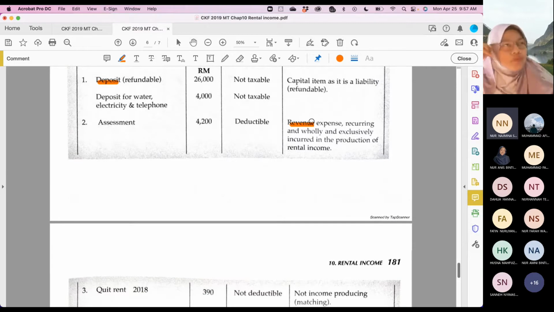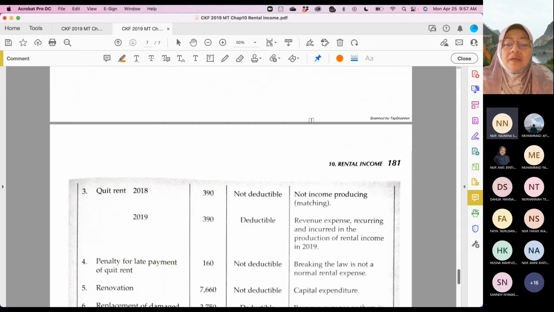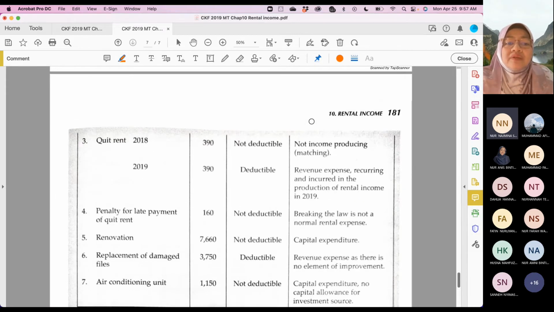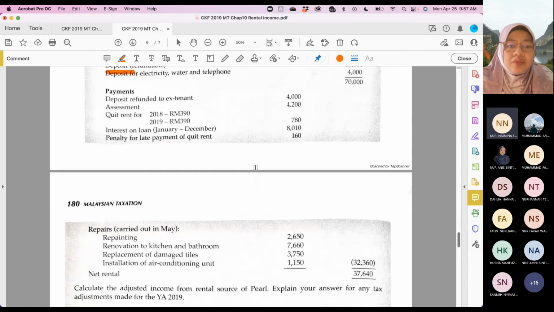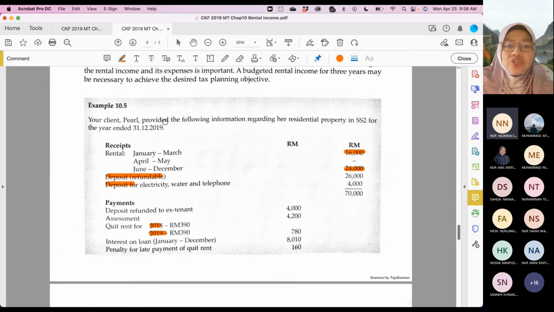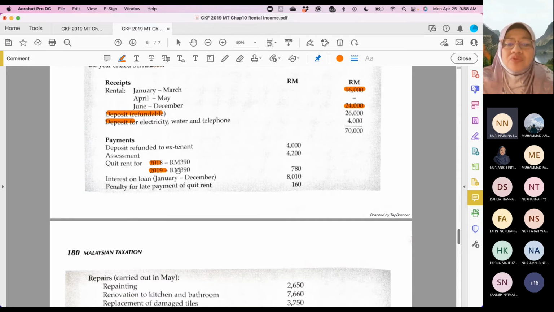So assessment is something you have to pay to the local authority, for example DBKL or Majlis Perbandaran Selayang. As the owner, you have to pay some assessment fees to the authority. Quit rent is similar, but here they have two quit rents. Let me see, quit rent for 2018 and quit rent for 2019. But here the tax computation is for 2019. So if it's for 2019, you can only claim expenditure related to 2019. You can only claim 390, even though the total quit rent spent is 780.